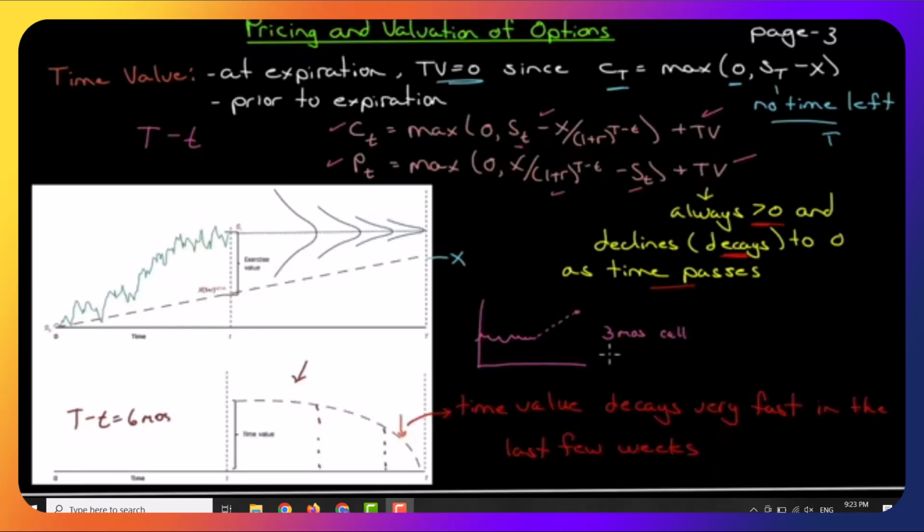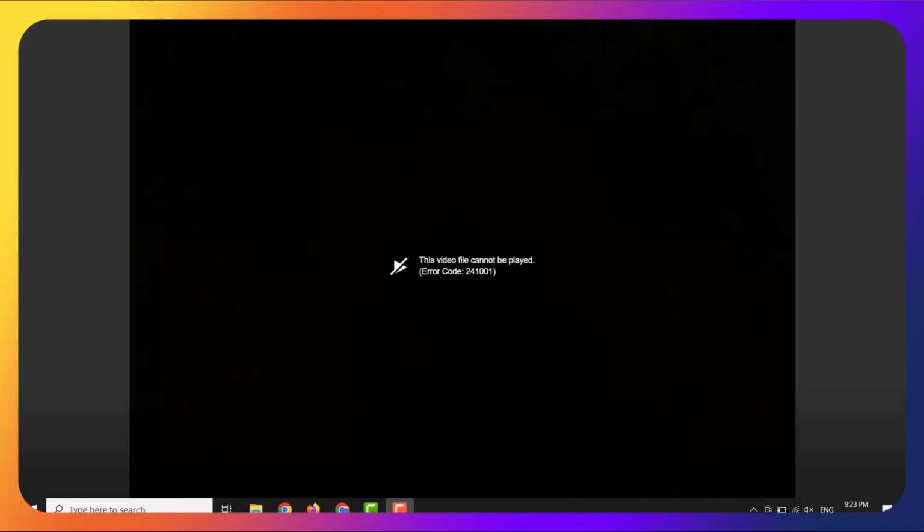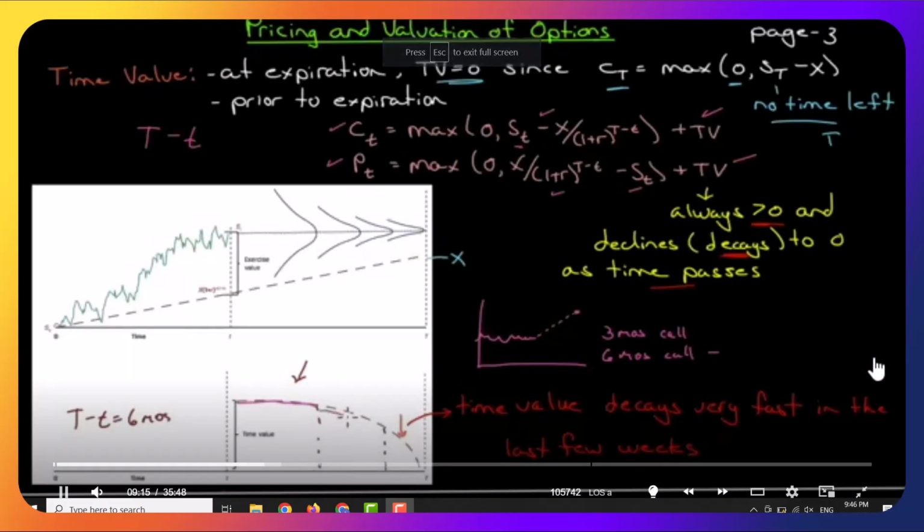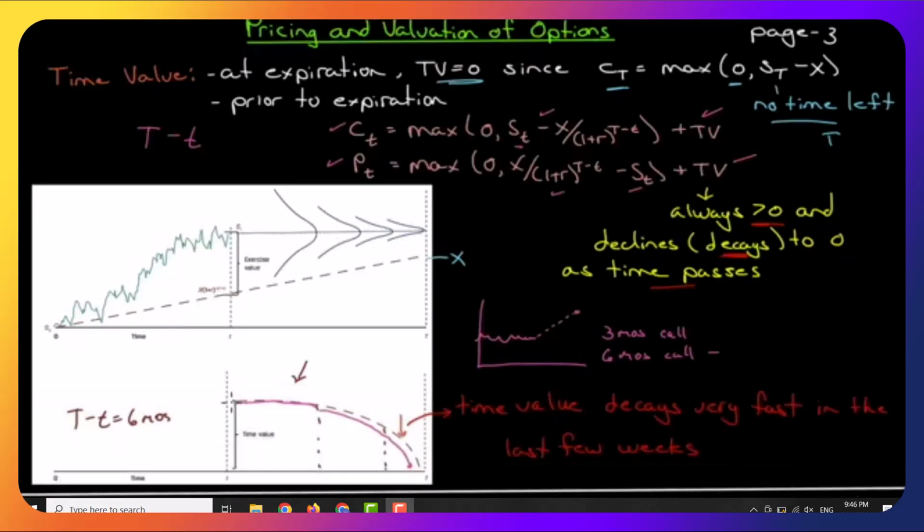But the actual better thing to do is buy a 6-month call and close it out in 3 months, because look how much time value is lost in the first 3 months versus how much is lost in the last 3 months. So you can buy a 6-month option, which will cost you more, close it out in 3 months, you don't lose that much of the time value.